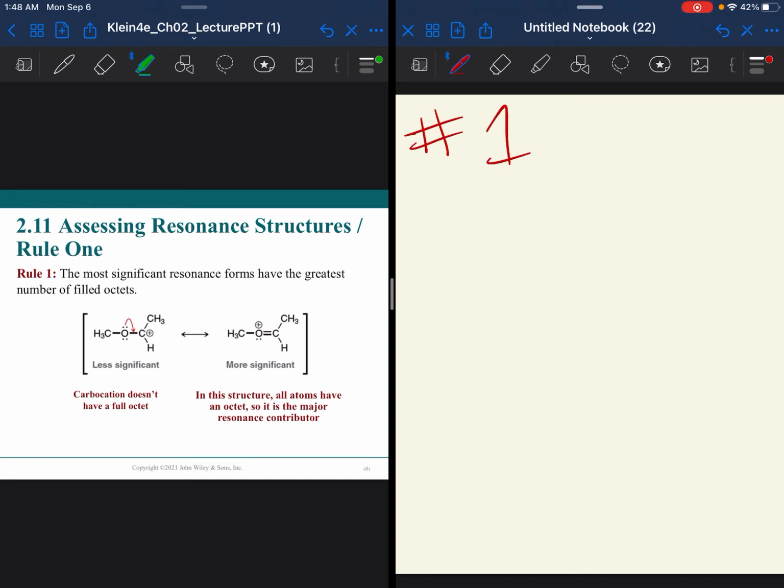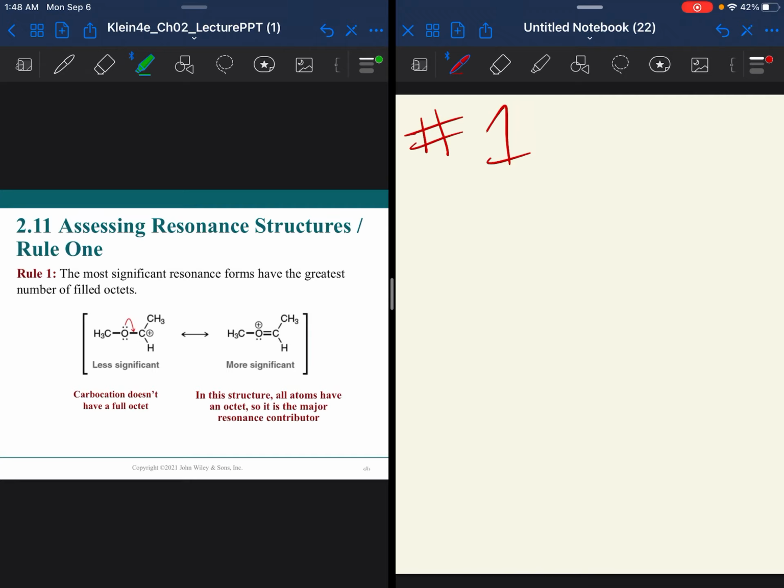we are going to be looking at octets. Whichever resonance structure has the greatest number of full octets will be the major contributor. Now, for us, that is pretty much going to come down to if a plus charge is on a carbon or not, because carbon is the only element in row 2 that we are looking at that could have less than an octet.